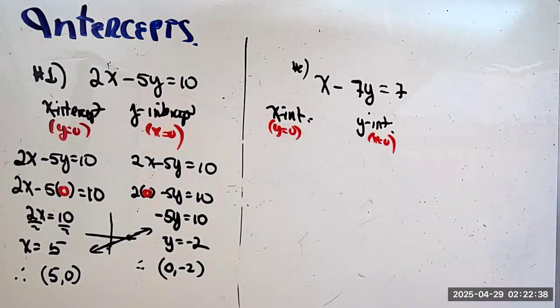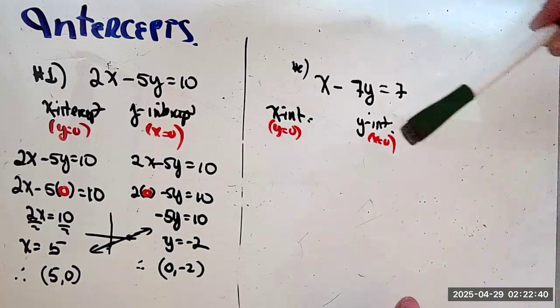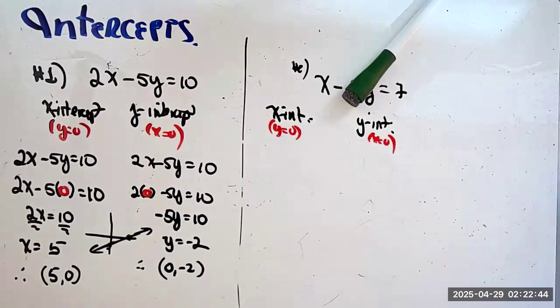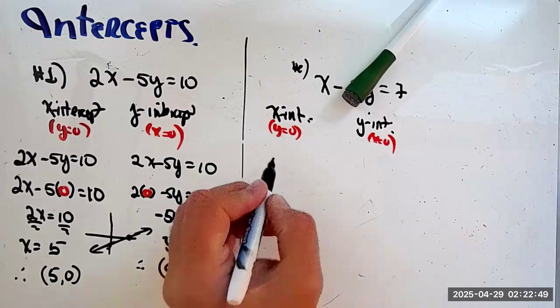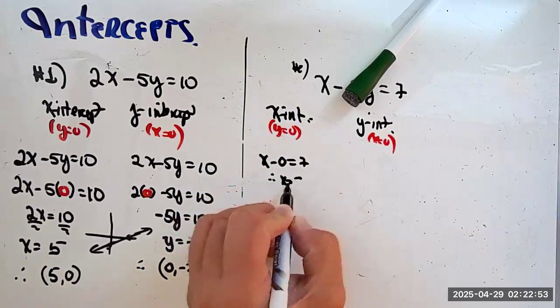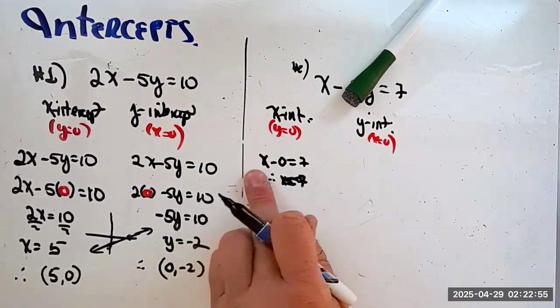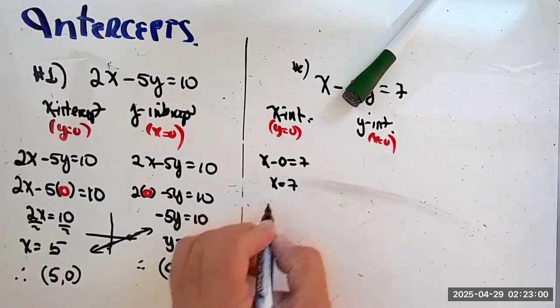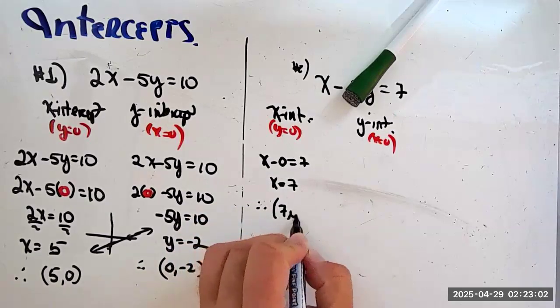Notice, folks, that now we are going to make y equals 0. So this term goes away. So what do I have? X minus 0 equals 7. Therefore, x equals 7. Therefore, we have (7, 0).